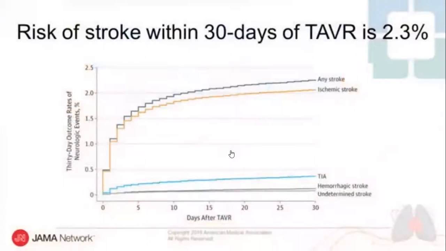associated with that risk? So the next slide shows that the risk of stroke is about 2.3% within 30 days of TAVR. The majority of that risk temporally is early, within the first 3 to 4 days after the procedure. Most of it is actually within the first 24 hours. And the majority of those events are ischemic strokes, not hemorrhagic strokes. And what we looked at next is, has that rate, 2.3%, gone down over time?